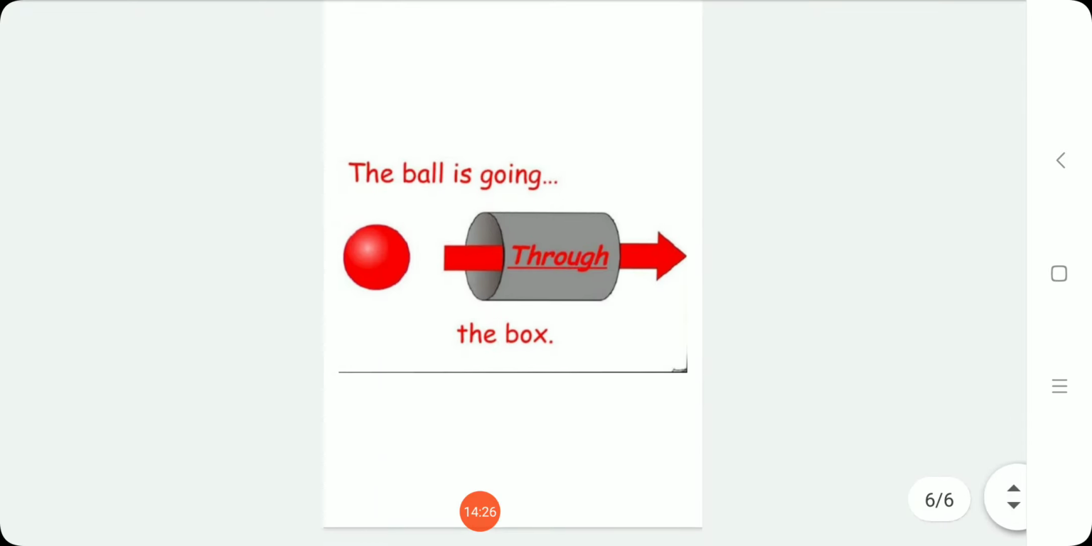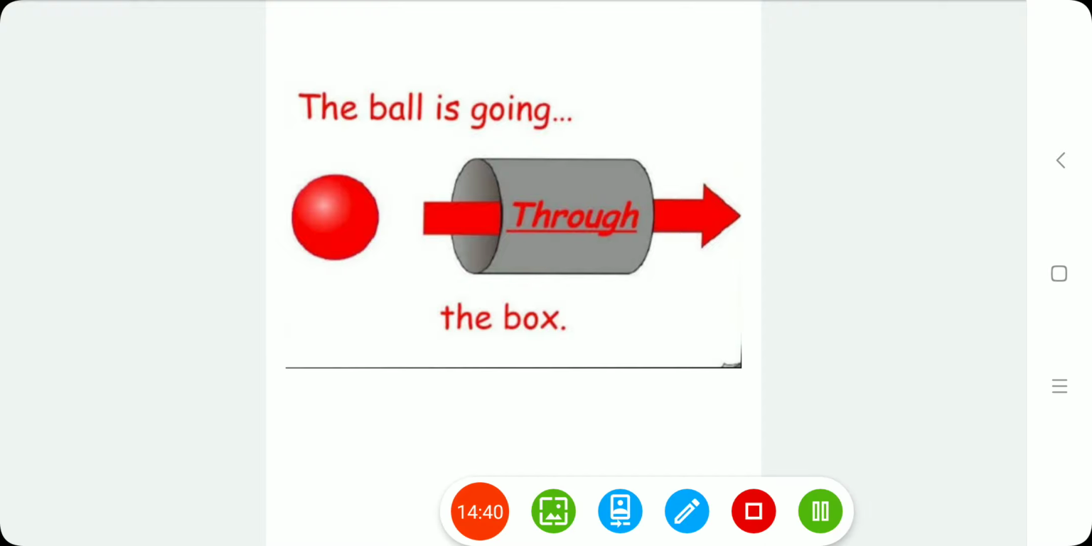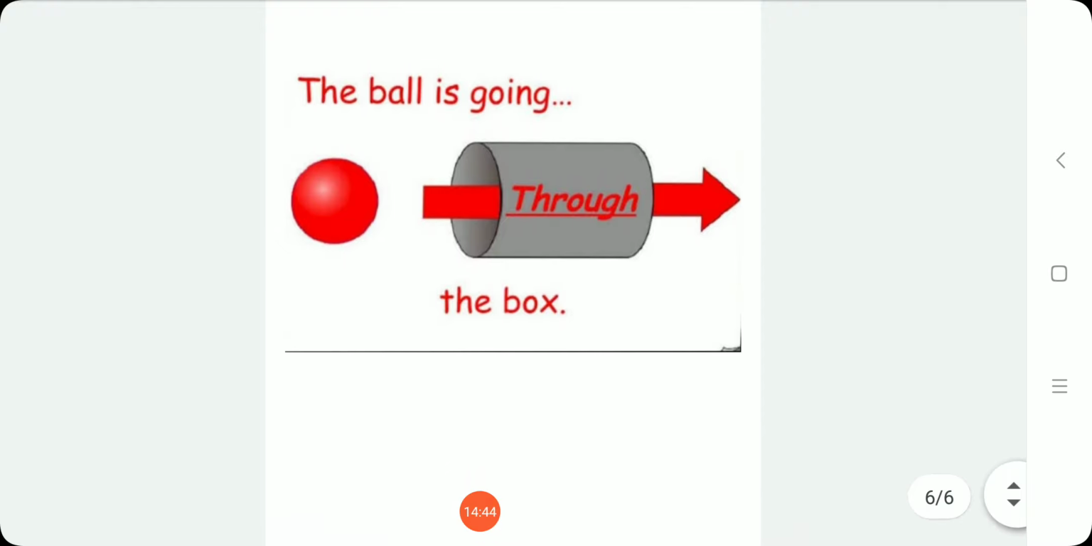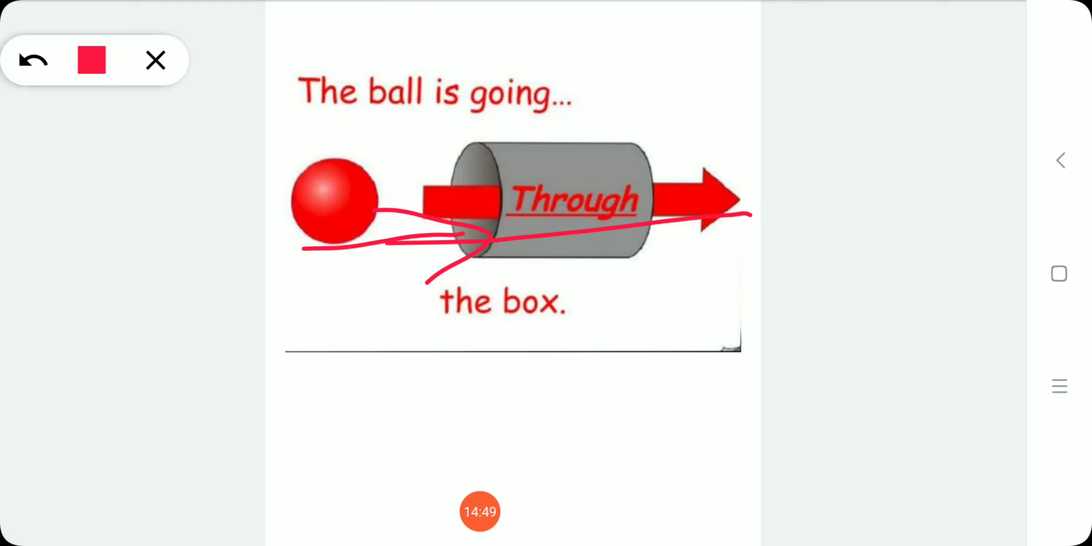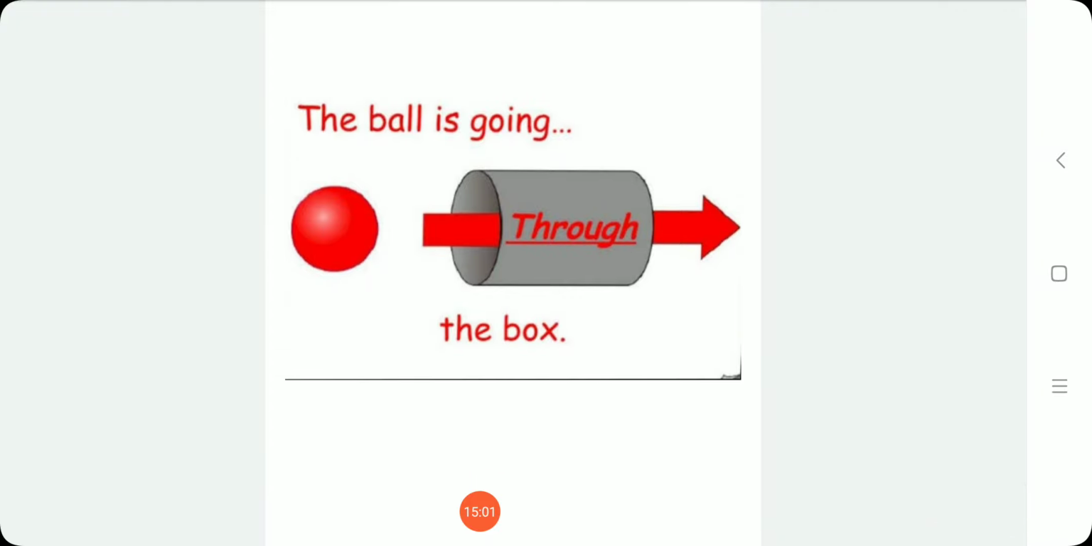So the next one, see, they have given the sentence themselves. The ball is going through the box. So from one side of the box to the other. The ball is going through the box. So it is also indicating a passage from one side to the other. So these are all the places where we can use through and along. Both along and through will be indicating the movement.